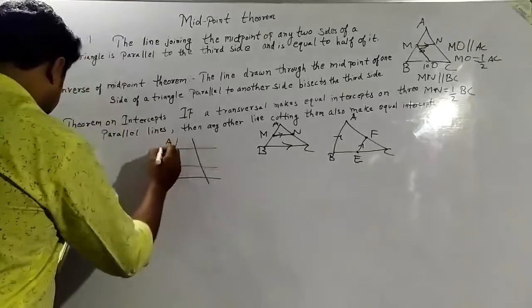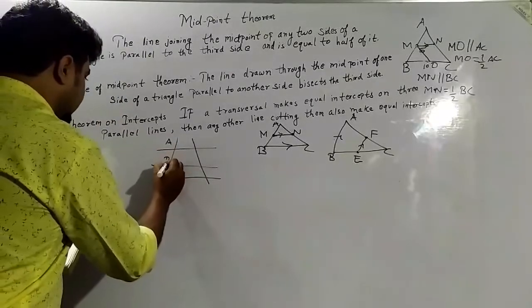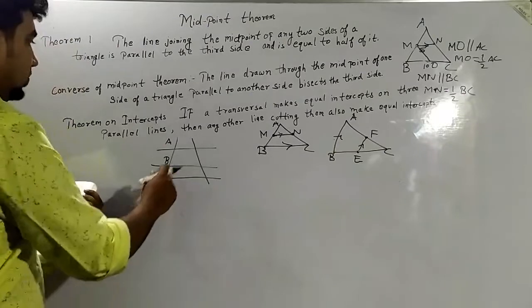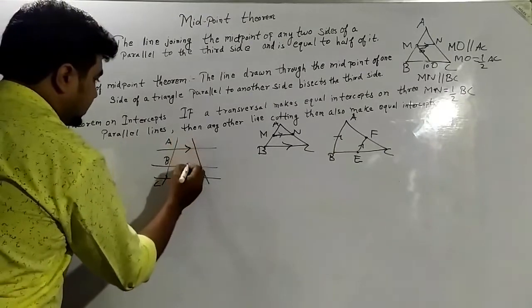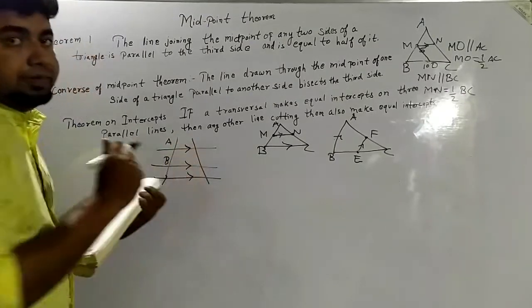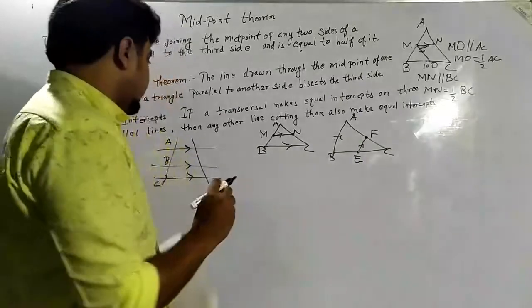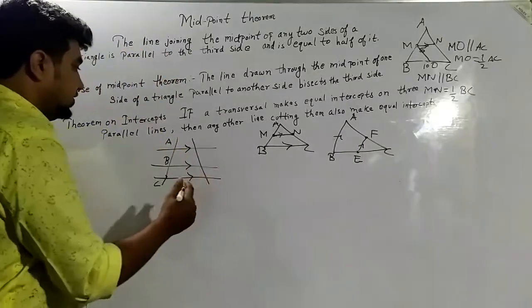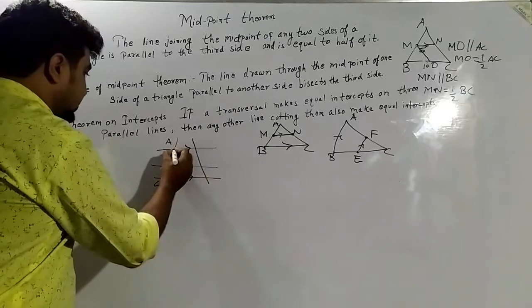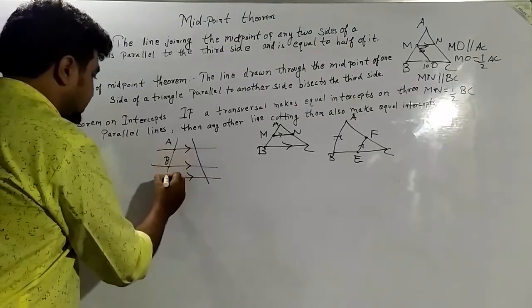If I am naming it as A, this is B and this is C. So parallel lines. What is the meaning of parallel lines? Means they will never intersect each other. If I am saying parallel lines means they will never intersect each other. These are the point A, this is point B and this is point C.